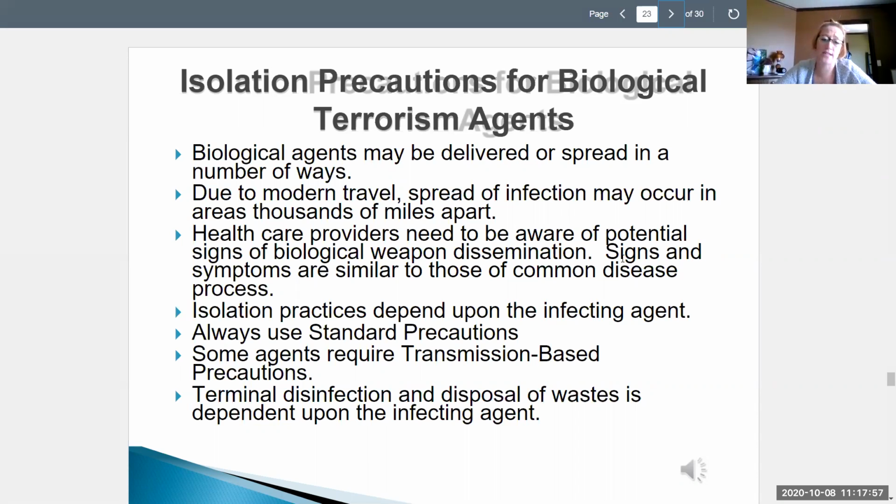So isolation practices depend on the infecting agent. We always use standard precautions regardless. Some agents do require transmission-based precautions, and terminal disinfection and disposal of waste is dependent upon the infecting agent. So what was used will determine how we dispose of it.